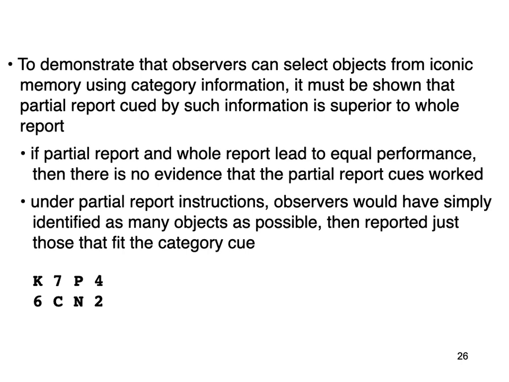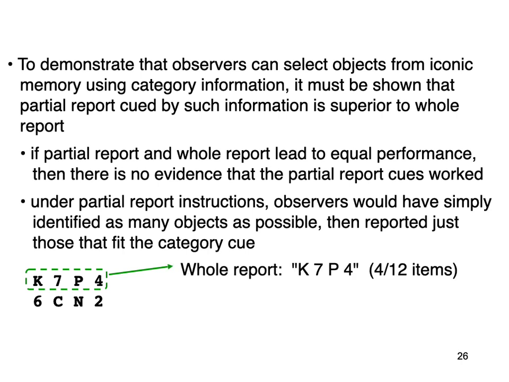Under partial report instructions, observers would have simply identified as many objects as possible, so in this case K7P4, for example, and then reported just those that fit the category cue, which means I'll get 2 letters or 2 numbers. If I get more than that, there is information in the icon beyond just the shape of the letters or the features involved in the letters and numbers. Okay, so this is whole report, K7P4, 4 out of 12.